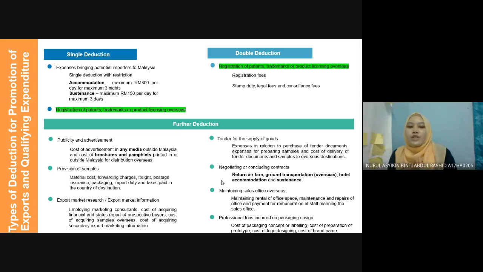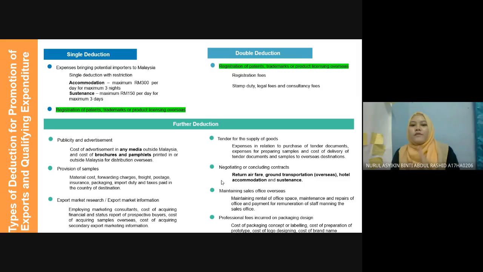And then registration for patent, trademarks, or product license overseas. Generally, expenses not wholly and exclusively incurred in the production of income is not allowable as a deduction against the gross income of business. However, for the promotion of export, the following expenses are allowed as a single deduction.